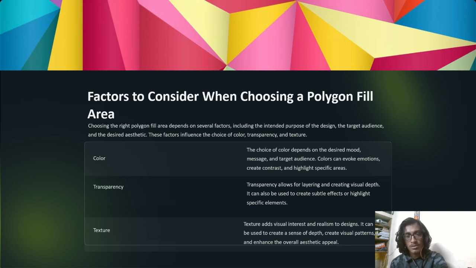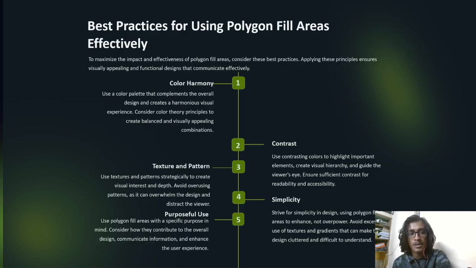Color. Choice of color depends on the desired mood, message, and target audience. Colors can evoke emotions, create contrast, and highlight specific areas. Transparency. Transparency allows for layering, creating visual depth. It can be used to create subtle effects or highlight specific elements. Texture. Texture adds visual interest and realism to designs. It can be used to create a sense of depth, create visual patterns, and enhance the overall aesthetic appeal.